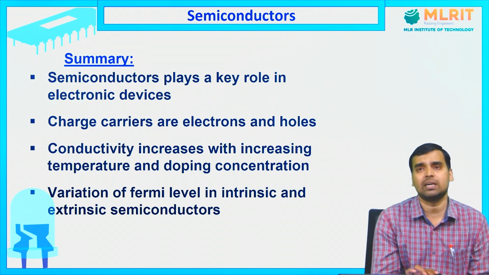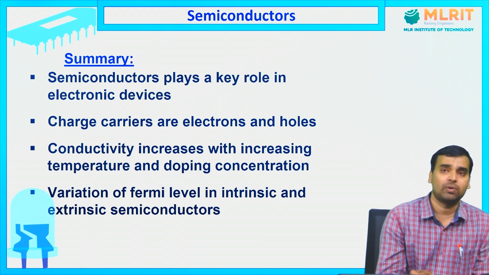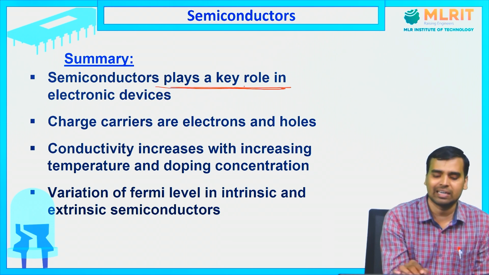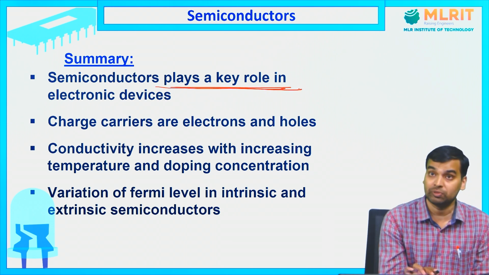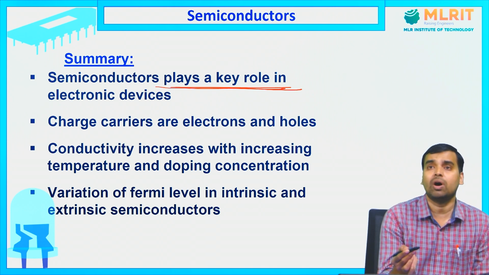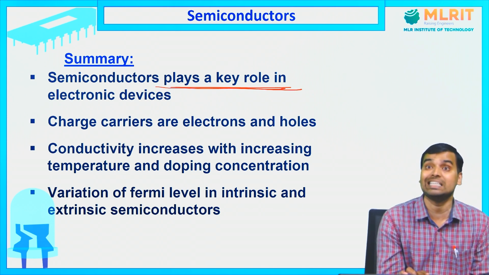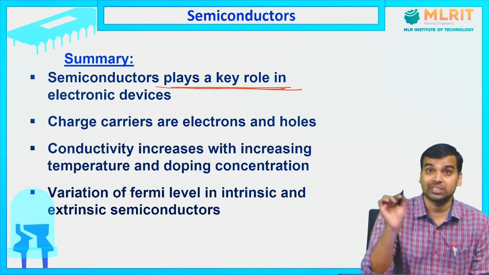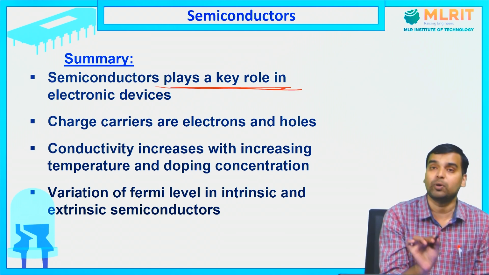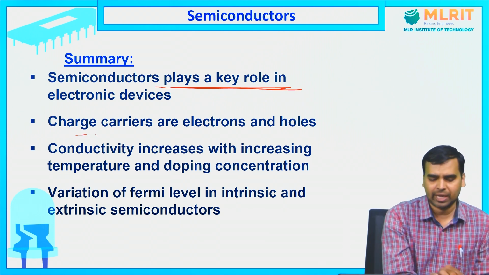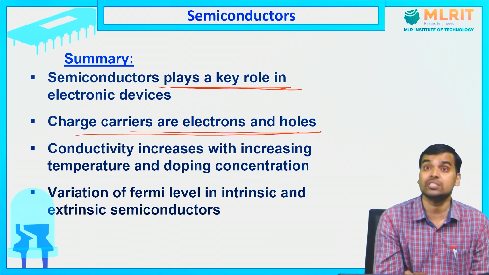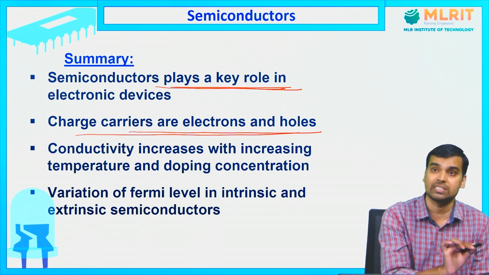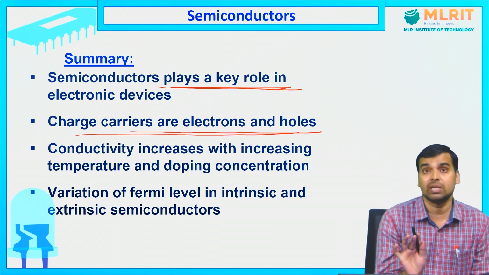Now let us summarize all these concepts. We discussed semiconductors. Semiconductors play a major role in electrical devices because of their negative temperature coefficient: with increasing temperature or doping concentration, their conductivity increases. Whereas in the case of conductors or metals, with increase in temperature, conductivity decreases. That is an important property of semiconductors. Again, charge carriers: in semiconductors, both electrons and holes are involved in electrical conduction, whereas in metals or conductors, electrons are the only charge carriers.